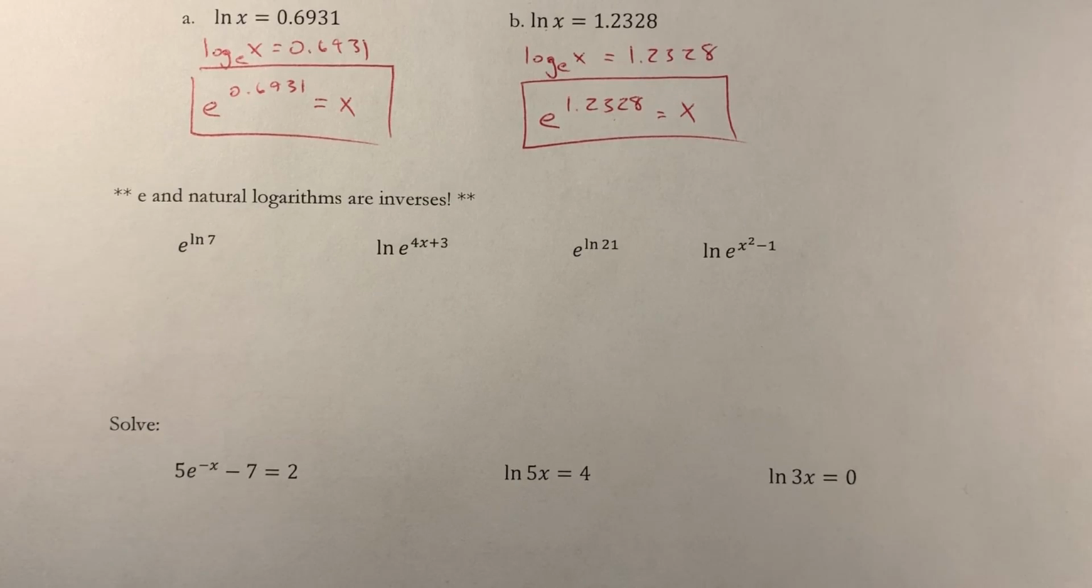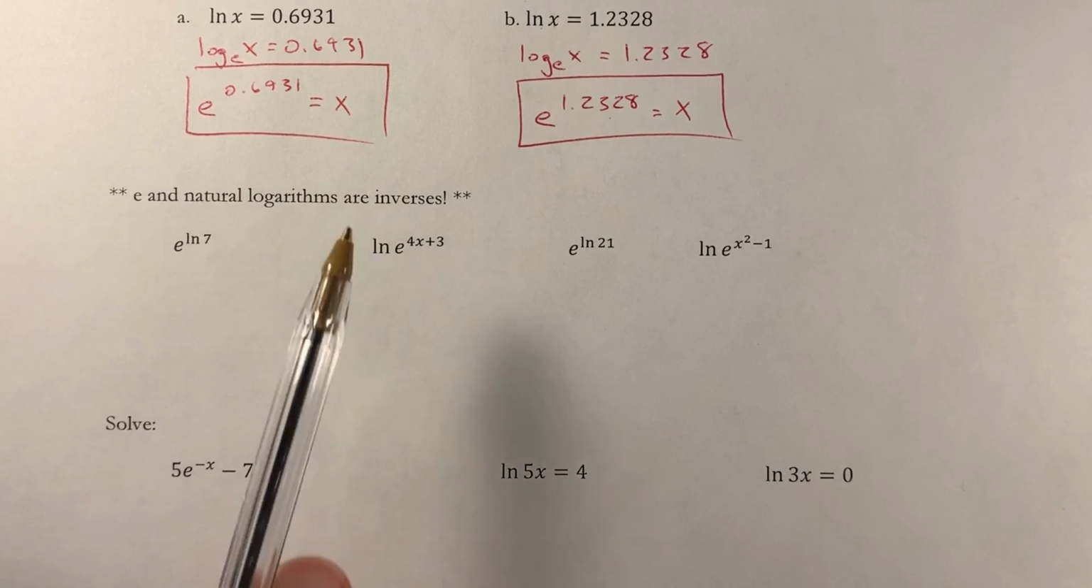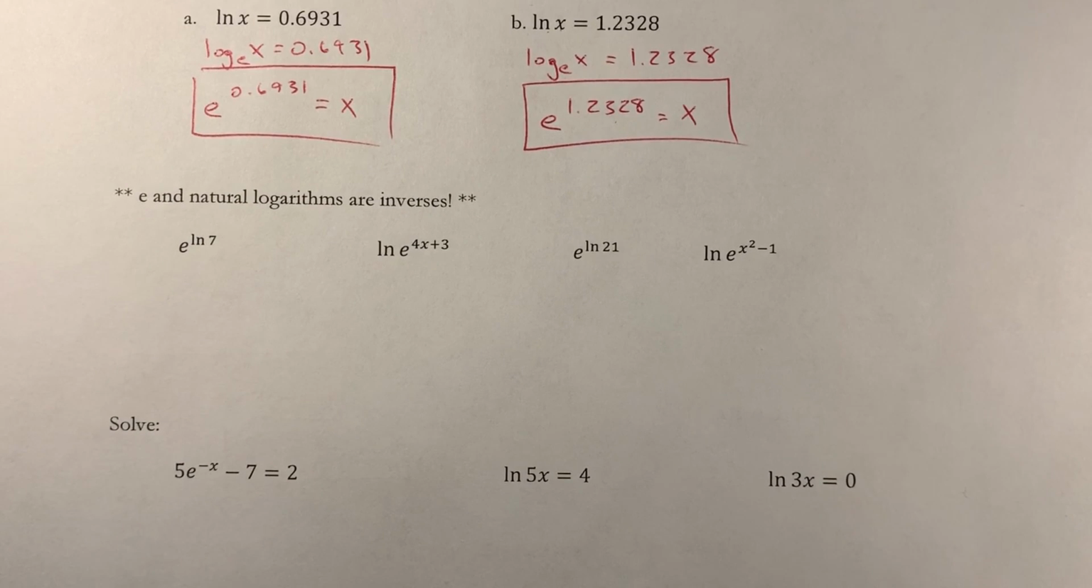Hey guys, we'll continue our lesson on base e and natural logs today with solving some equations involving e and natural log. Before we do that, it's important to remember that when we solve equations, we do so by doing inverse operations, like addition and subtraction are inverses of each other, and multiplication and division are inverses. e and natural log are inverses of each other, which means essentially they cancel each other out.